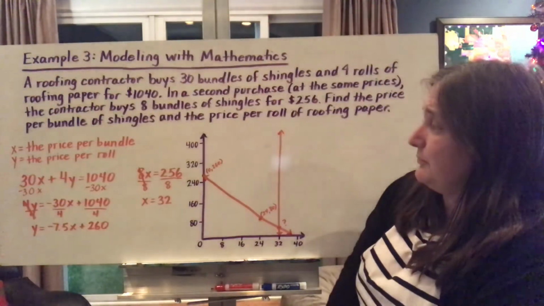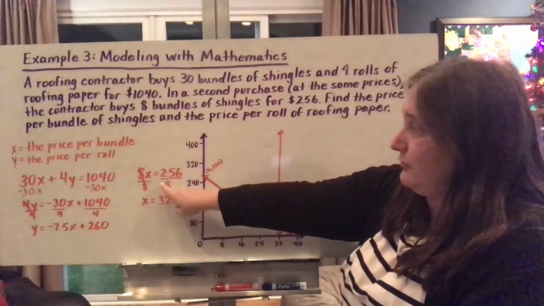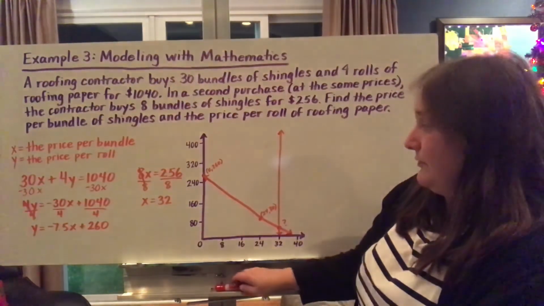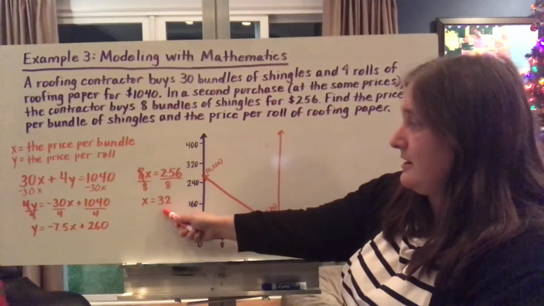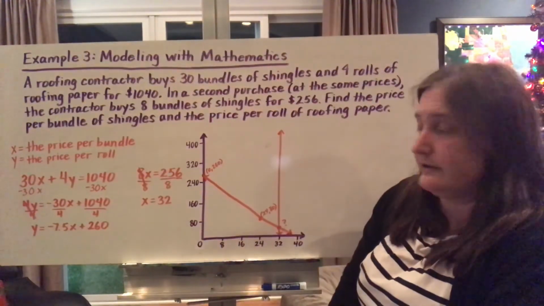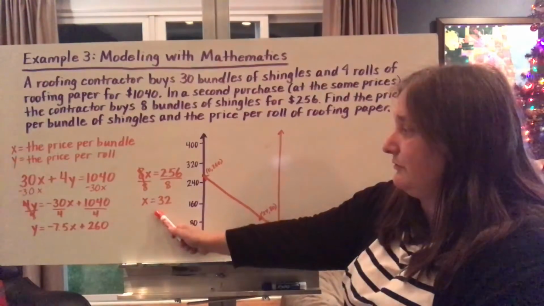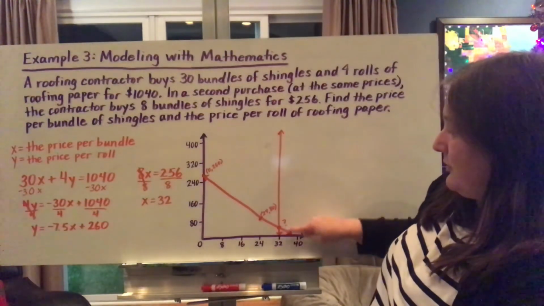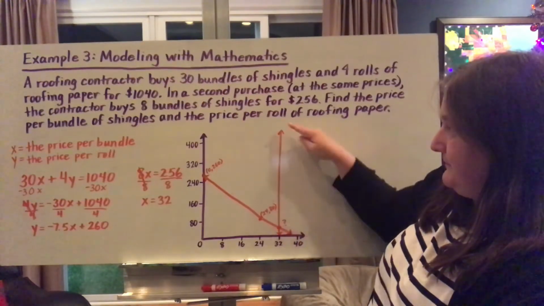His other purchase was just 8 bundles for $256. So I just get x equals 32, which basically means here that I have an undefined slope. When I have x equals 32, I'm going to have a vertical line. So I've graphed my vertical line here, x equals 32.